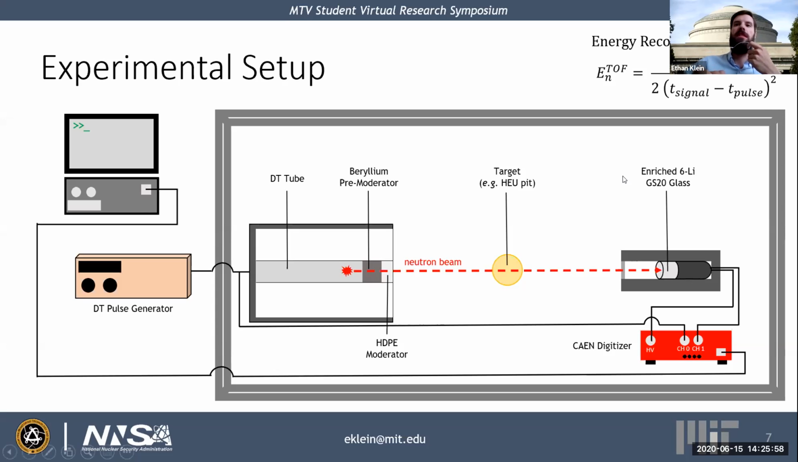Some of those neutrons will then be transmitted on into the target, in this case an HEU pit, and then carry on into our detector setup, which consists of an enriched lithium-6 GS20 glass, as well as a cadmium foil just in front of that to remove any thermal neutrons, any wraparound neutrons from room return. The signal is read out in channel 1. Channel 0 is tied into the start time of the DT pulse generator. So between those two channels, the time difference allows us to reconstruct the neutron's energy and thereby create that energy spectrum of neutron transmission.